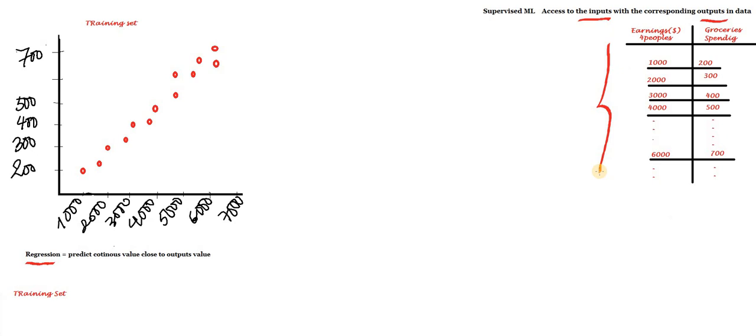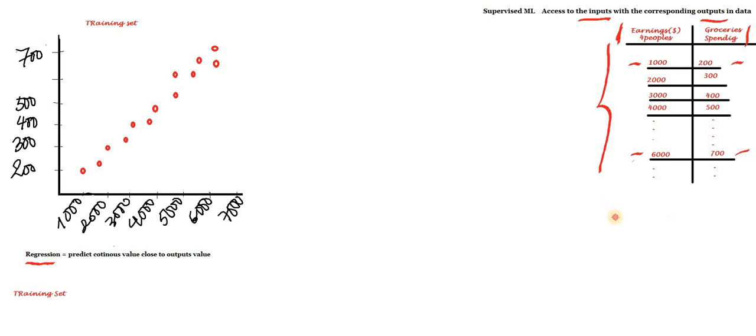We can see in our training set we have the earnings with the corresponding grocery spending. So for example, if a person earns $1,000, he spends $200 on groceries, and if a person earns $6,000, he spends $700 on groceries. So in real data, you have thousands of training examples in your training set. You might have more than one feature.